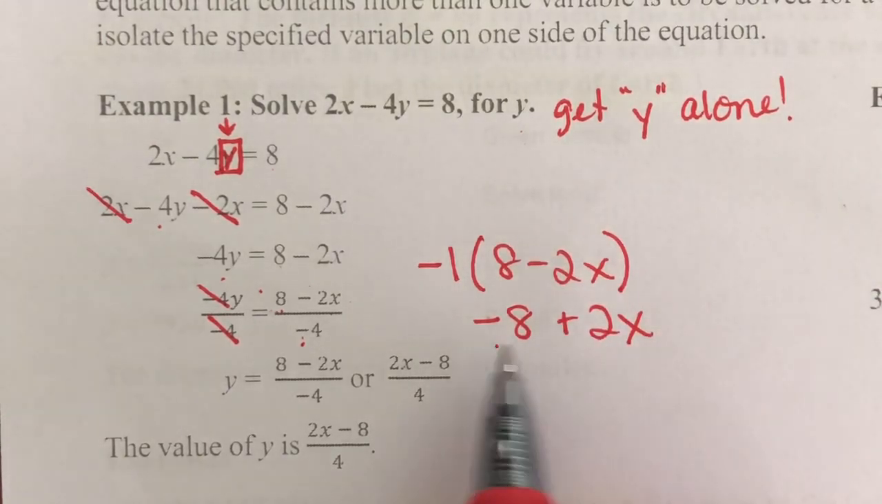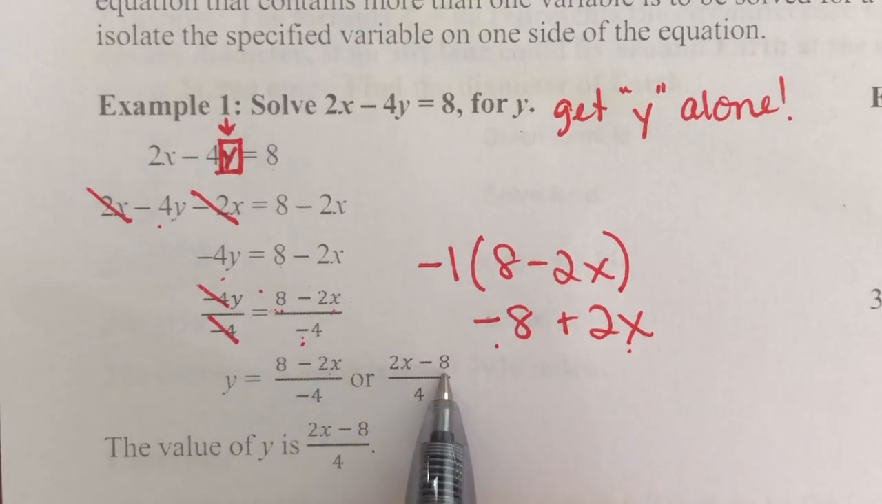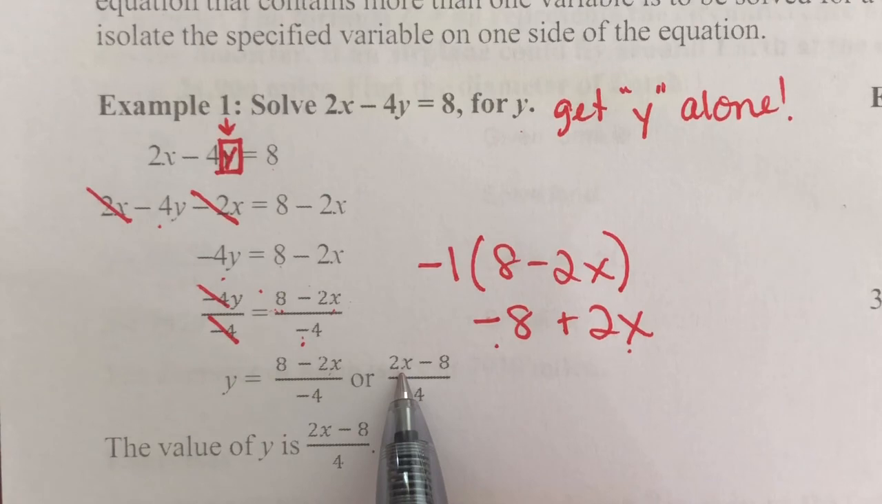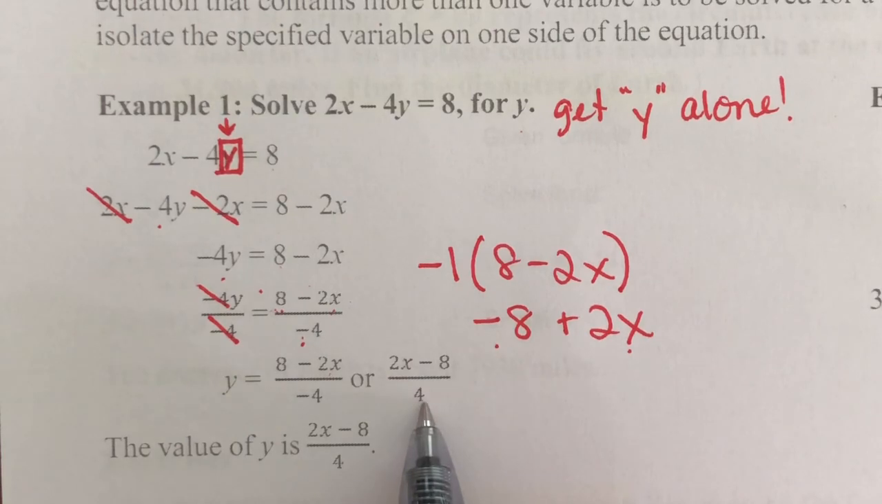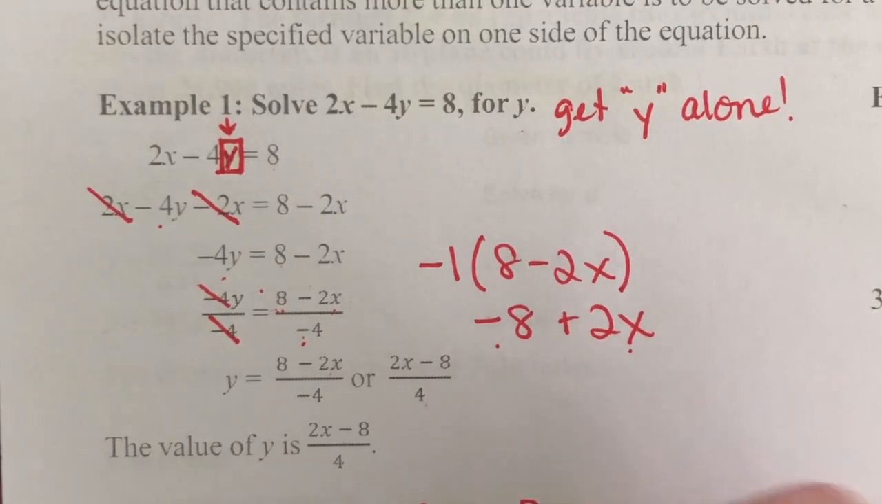And once they have negative 8 plus 2x, they switch them. They just flip-flop them, right? They flip-flop the 2x and the 8 so that the x term comes first. And then it's still all over 4, but since we moved the negative sign up, it's just a positive 4. So here we get y equals 2x minus 8 over 4.